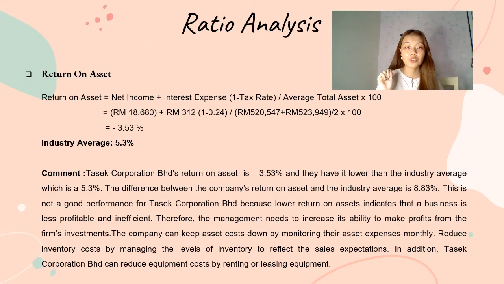Fourth, we go for return on asset that shows how much profit a business will generate from its assets. Okay, the formula to calculate return on asset is net income minus interest expense times tax rate, divided by average total asset. Okay, based on the calculation, the company's return on asset is negative 3.53%, while the industry average is 5.3%. Okay, Tasek Corporation Berhad's return on asset is lower than the industry average.